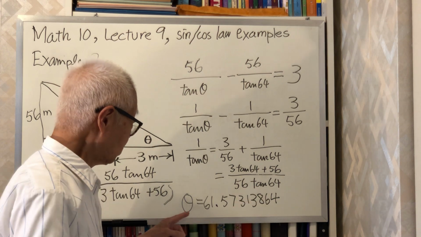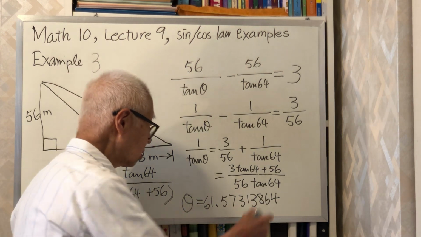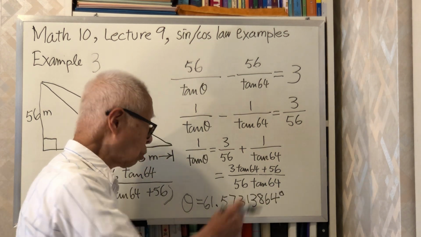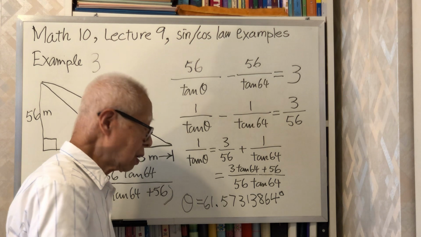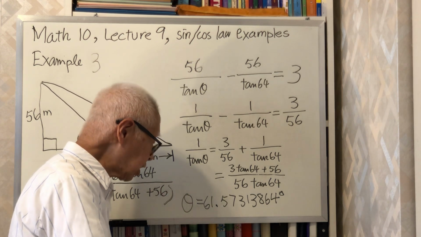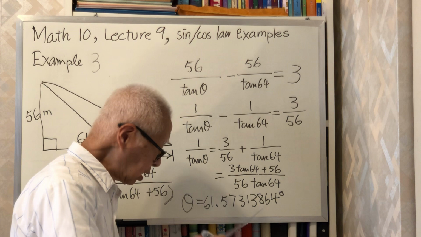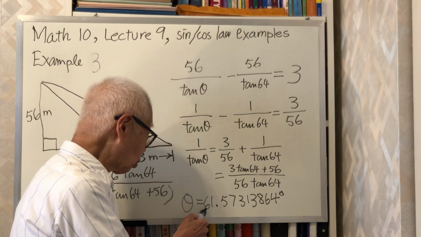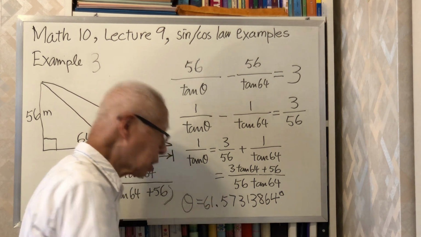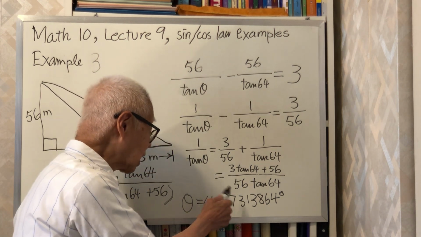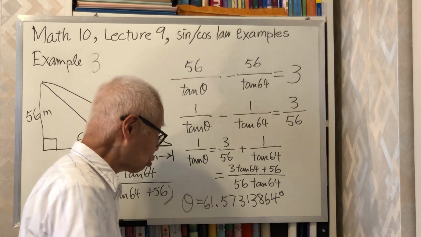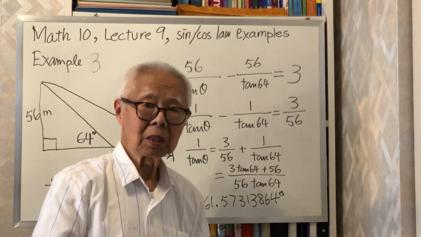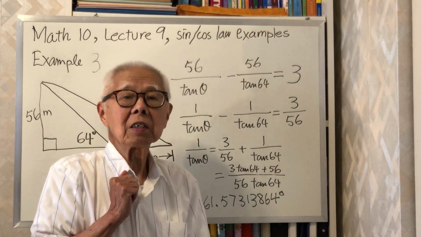So this is your answer. Theta is this much degree. But you don't want so many decimal answers. You need to round it. So it's roughly 62. If you want to keep one decimal place, you write 62.6, right? So how many decimal places you want to keep, it's entirely up to you. But this is the calculator answer. Is everything okay? I hope so.